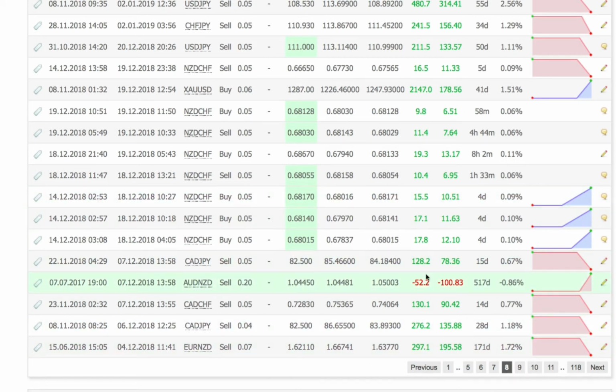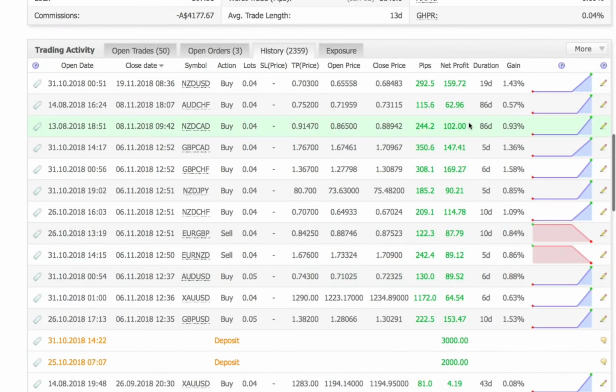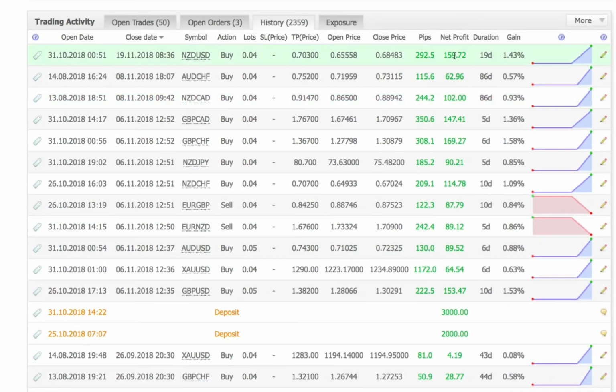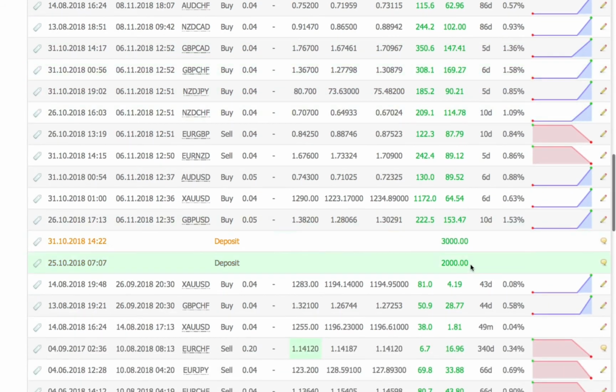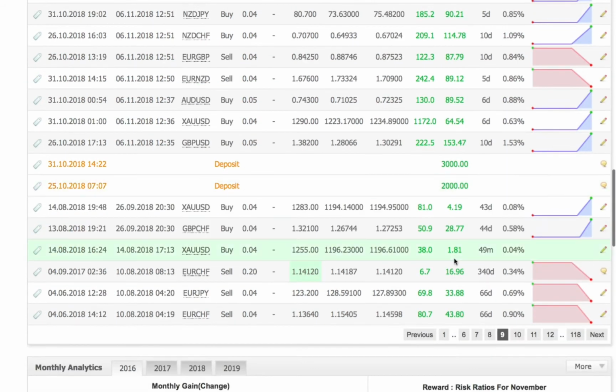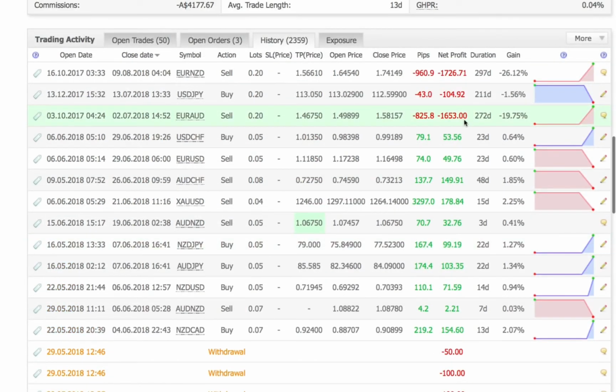One more page, maybe. $159 from New Zealand USD. I deposited 3,000 there, 2,000 there. Page number 10, so there's a couple of losses here. Euro New Zealand, $1,700. That was a big loss, and that was back in October 2017.